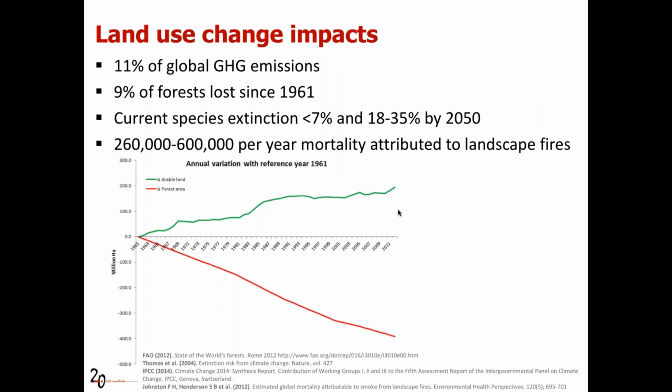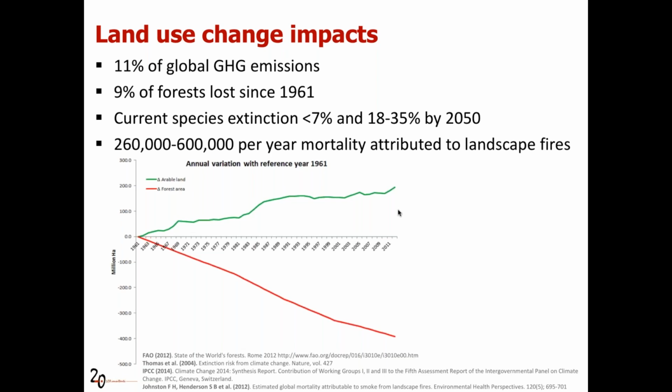With this slide, I will just briefly elaborate that land use changes is not only about greenhouse gas emissions. For instance, you can also see here that 9% of global forests have been lost since 1961. Current species extinction is up to 7%. It's global extinction, and forecasts indicate that we will lose up to a third of all species already by 2015. So we are really facing some major impacts, and not only biodiversity and greenhouse gas emissions.